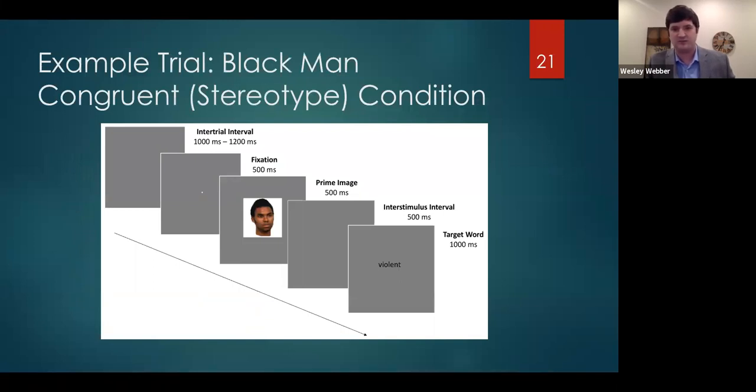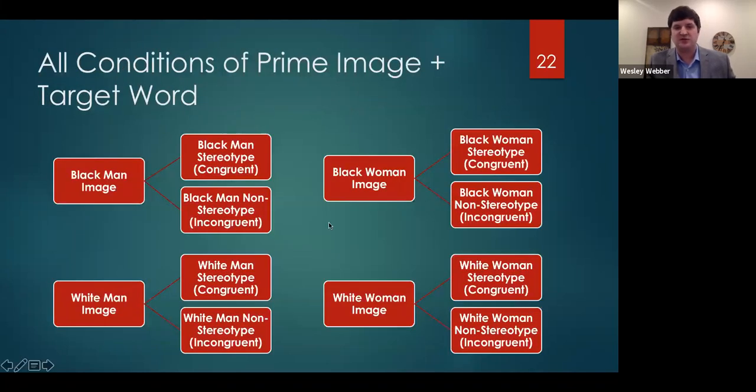Again, these experiments have to be very precise in terms of milliseconds of when things occur, showing you how long the picture was there, how long the word was there. So that's telling you a little more about that. This is just to give you even more of an idea of what each trial looked like.